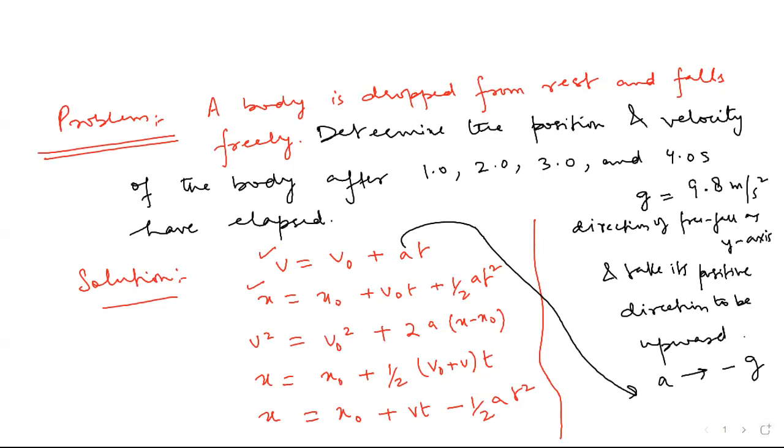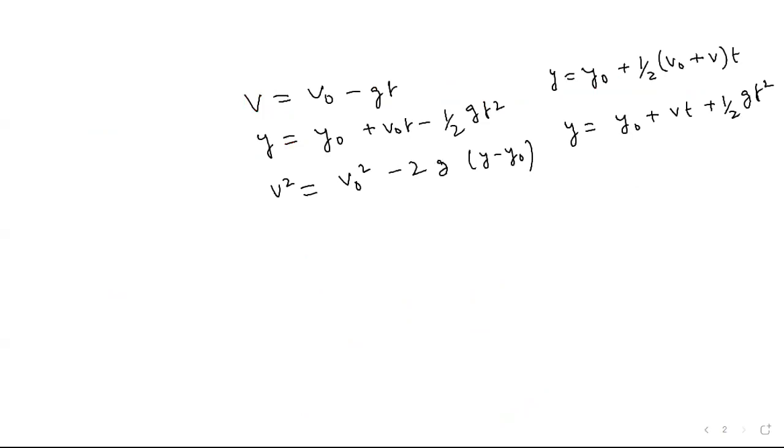So let us see now the problem in hand. It says a body is dropped from rest. That means the initial velocity of the body is 0. Then it falls freely. We have to find position and velocity at these 4 instants when these times have lapsed: 1 second, 2 seconds, 3 seconds, 4 seconds after the fall. So let us do the solution.